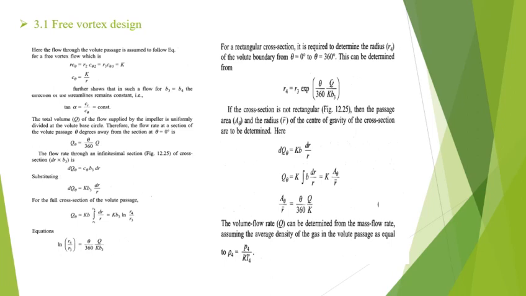Free vortex design. Here, the flow through a volute passage is assumed to follow free vortex flow, which is R C theta equal to R2 C theta 2 is equal to R3 C theta 3 is equal to K. C theta is equal to K by R, then alpha, equal to Cr by C theta, is constant. Q theta is equal to theta by 360 into Q. After solving, the volume flow rate Q can be determined from the mass flow rate, assuming the average density of the gas in the volute casing is equal to rho 4 is equal to P4 by R T4.